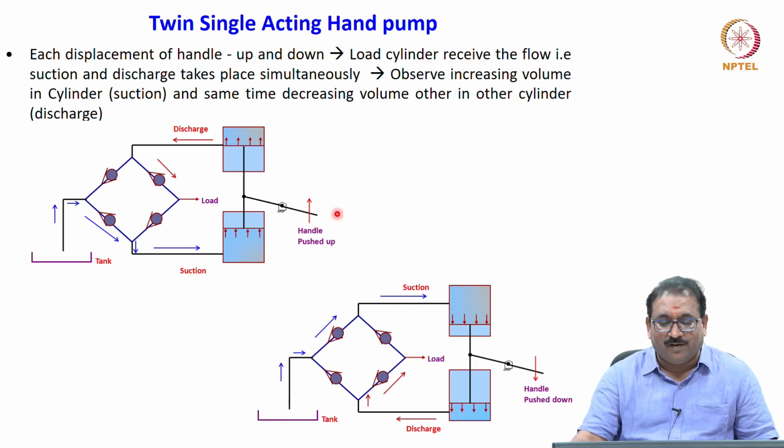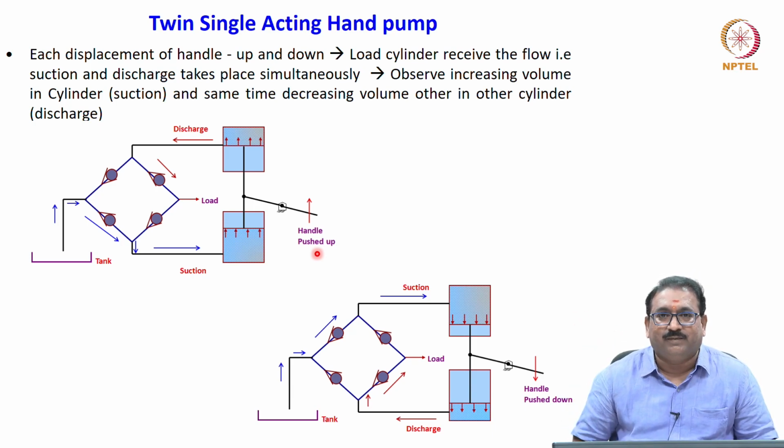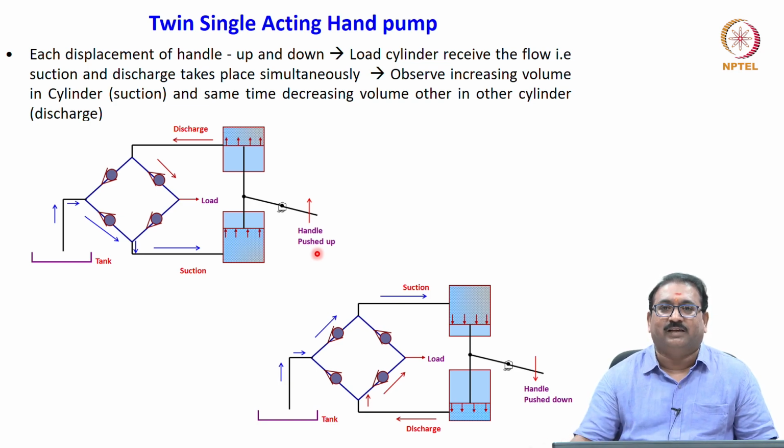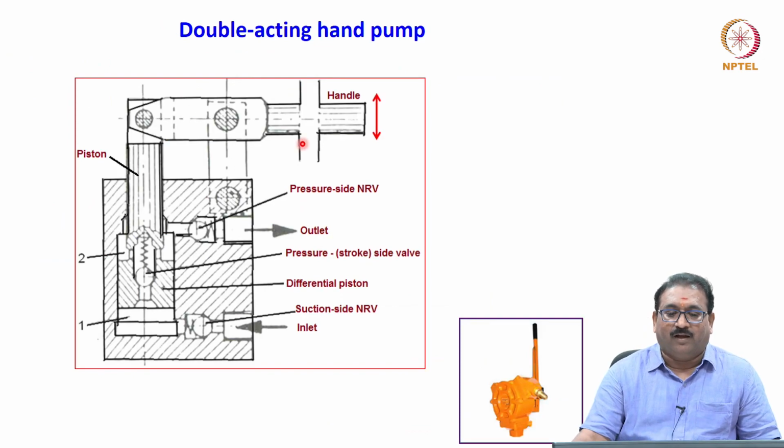Please remember, for every up and down motion of the handle, a fixed quantity of oil will be sucked and discharged based on the diameter of the piston used. This is a twin single acting hand pump. Now we will move on to the double acting hand pump.